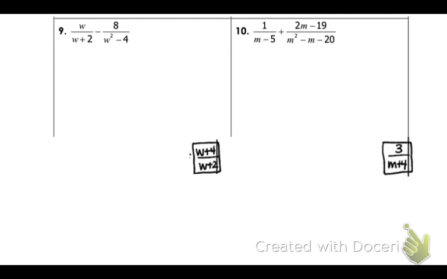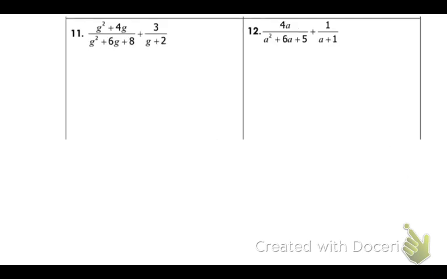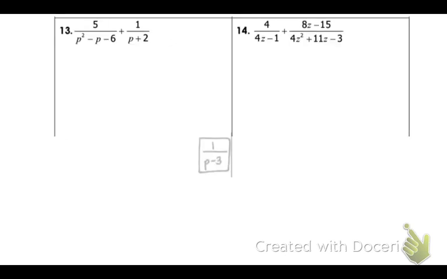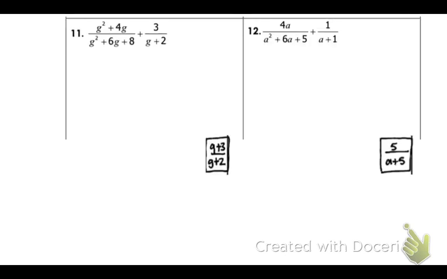Alright, so now let's look at the next ones. I'll do 11. And we'll see. Alright, so for number 11, same thing. Your denominators. This is the one that I'm going to be multiplying by. So I have a g and I need a g squared, which means I need to multiply by a g. I have a positive 2 and I need a positive 8, which means I'm going to have to multiply by 4.